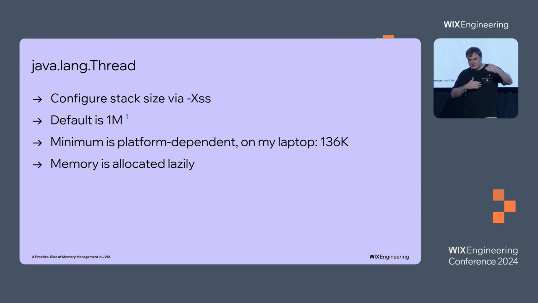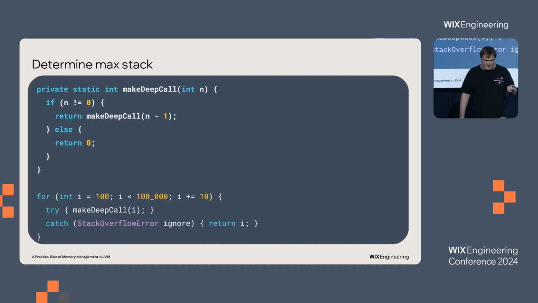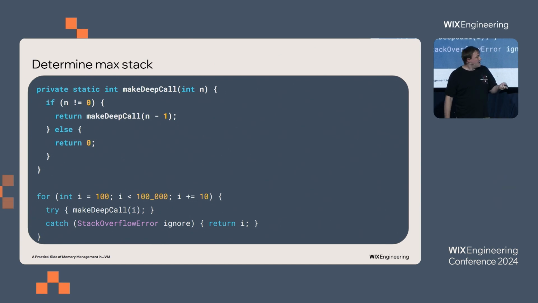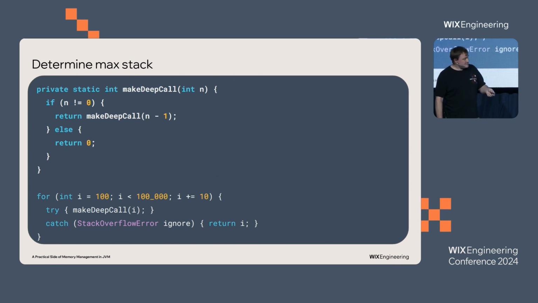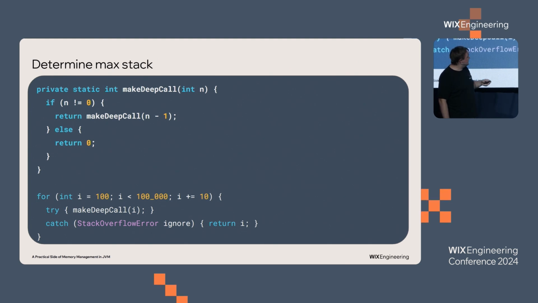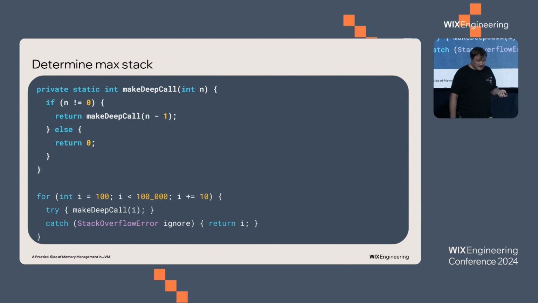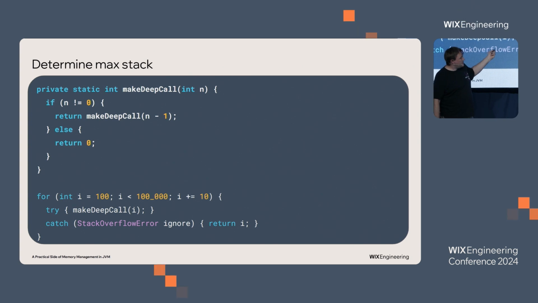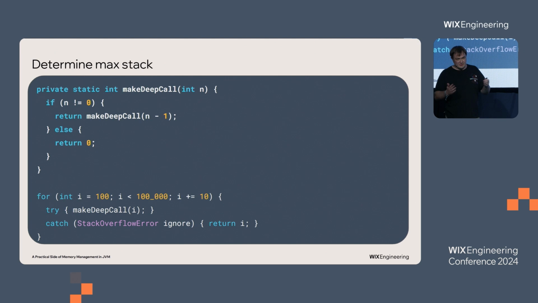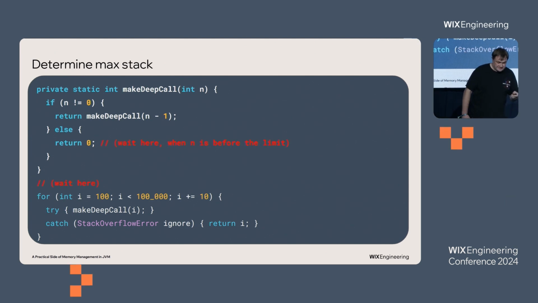Operating system knows how to allocate it lazily, and I even created a small example to show how to estimate how much memory threads actually take. So this is the simple code. This is the recursive function that goes to a specific depth. And with this loop, you can determine when you get a StackOverflow exception, you know that this is the limit for a specific configuration.